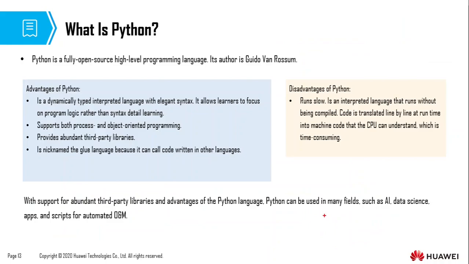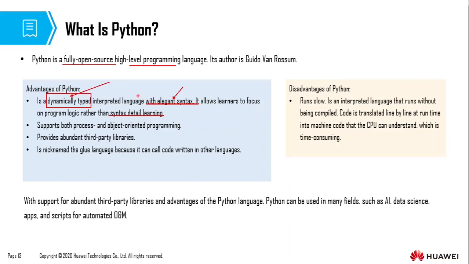So what is Python? Python is a fully open source, high-level programming language. Some of the advantages of Python: number one, it is dynamically typed with elegant syntax. So it allows learners to focus on the program logic rather than syntax detail learning. What this means, number one, is that it's easy to learn because the syntax is not very complicated. What is a dynamically typed language?